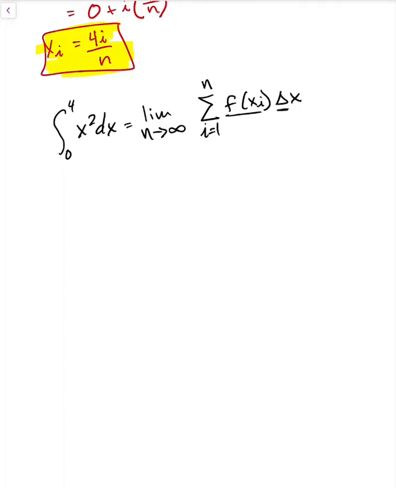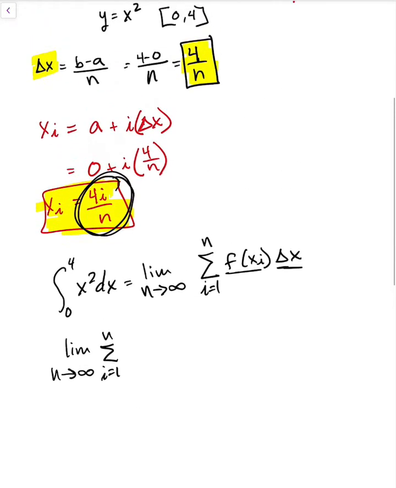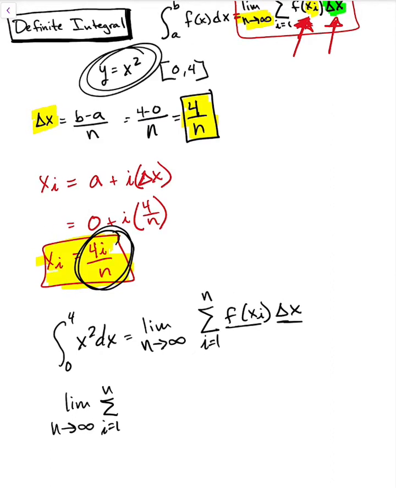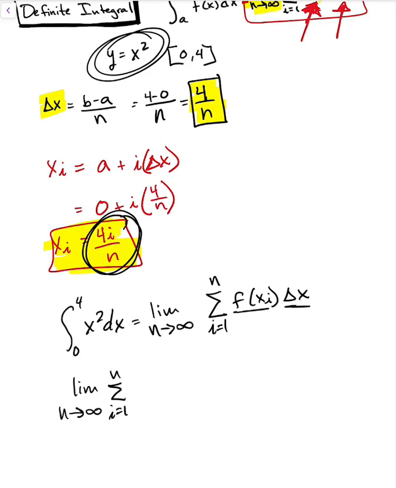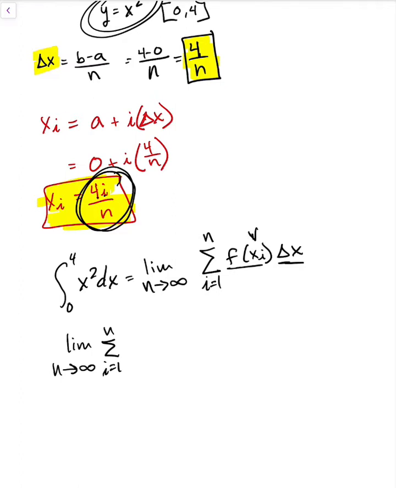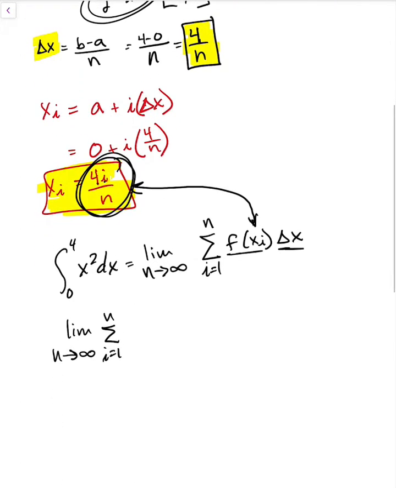And I know what these are already, so let's go ahead and plug it in. So my limit as n approaches infinity, sigma from i equals 1 to n, and I know what my x sub i is, right? x sub i is right here, and remember this is my formula, so whatever I have for x, which is going to be 4i over n, I can replace it here. But remember my general function is squared, so whatever I have there is going to be squared, which is (4i over n) squared.